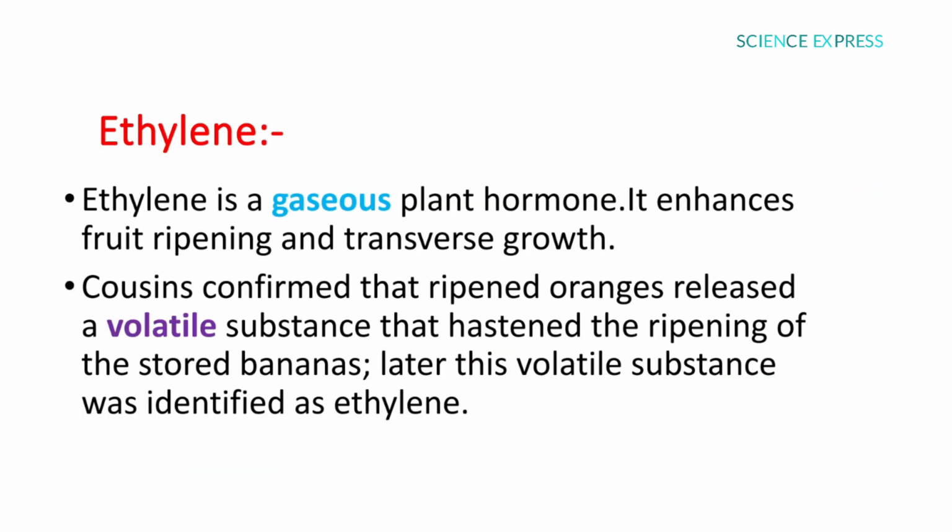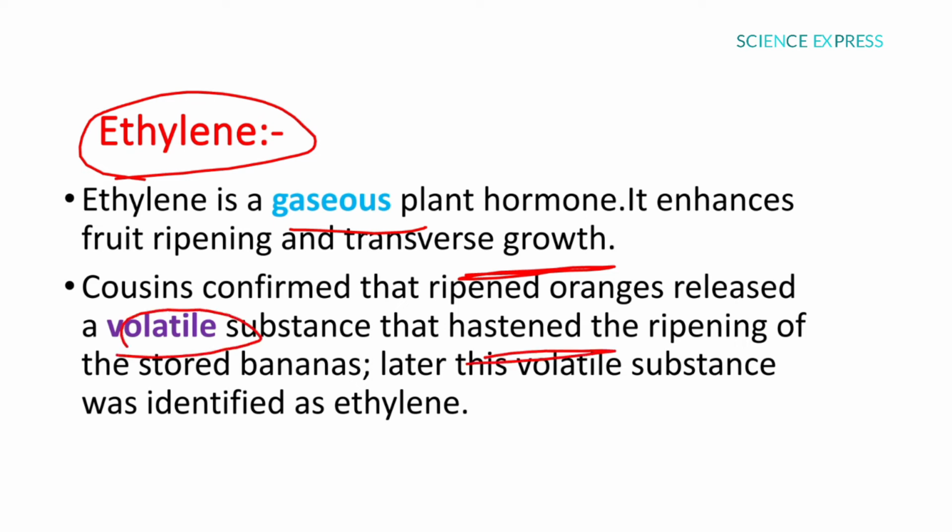Now another hormone, ethylene. Ethylene is a gaseous plant hormone. It enhances fruit ripening and transverse growth. Cousins confirmed that ripened oranges release a volatile substance that hastens the ripening of stored bananas. Hastens means hurried, or happening faster. Later this volatile substance was identified as ethylene. So ethylene is a gaseous plant hormone. Clear? It mainly enhances fruit ripening.